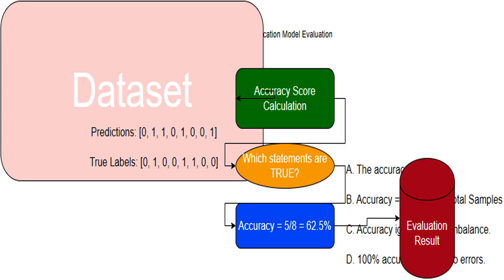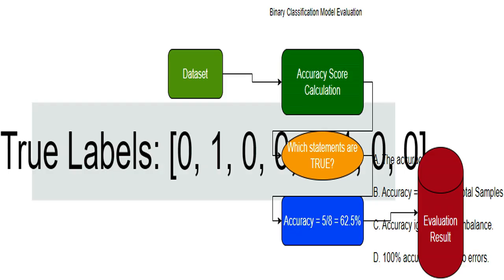These are the model's guesses for each data point. Each 0 represents a prediction of class 0, and each 1 represents a prediction of class 1. I'll compare these to the actual labels to see how well the model performed. These are the correct classifications for each data point. These are the real answers, and we'll use these to evaluate how accurate the model's predictions were.